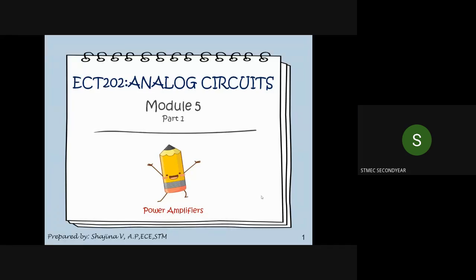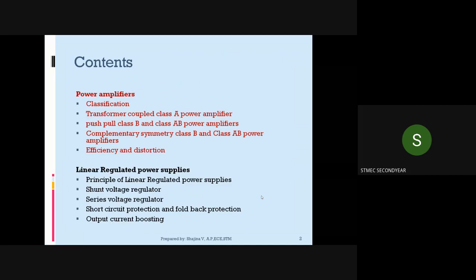Okay, so contents of fifth module. It's actually രണ്ട് പാർട്ടായിട്ടുള്ളത്. Okay, first part dealing with the power amplifiers, and second part is voltage regulators, or specifically we can say linear regulated power supplies. Okay, so ഇതാണ് fifth module contents എന്ന് പറയുന്നത്.